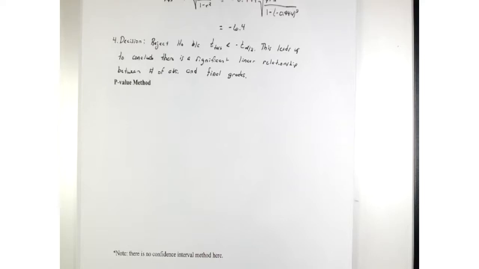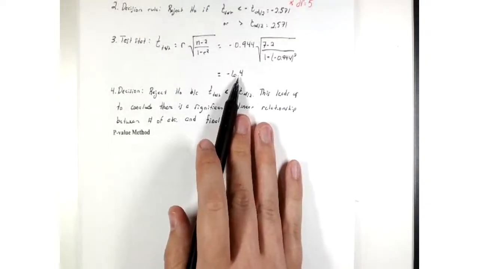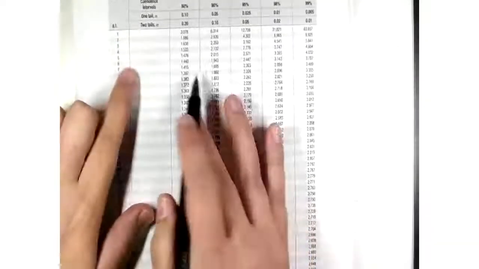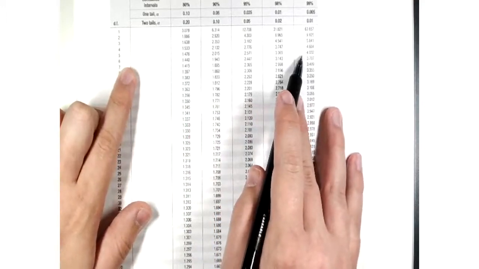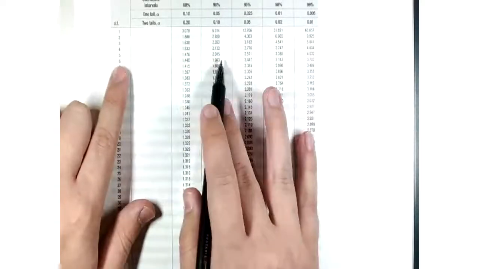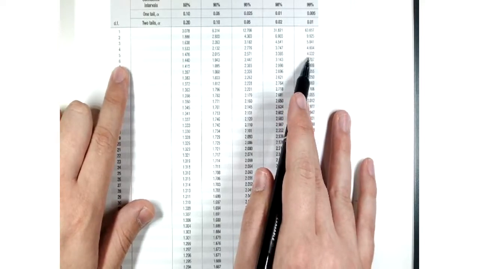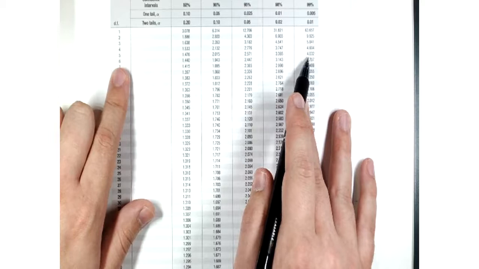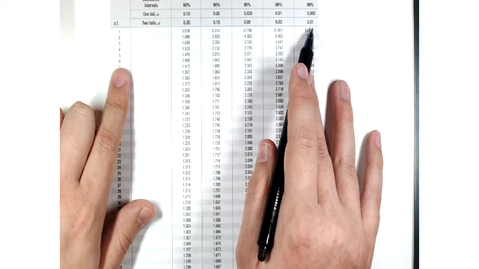Okay, so what we want to do is see where this test statistic falls between what two alpha values. So in this case, the degrees of freedom is equal to 5, and we're seeing if there is any range of these two alpha values right here that this falls in between. We calculated our test statistic was negative 6.4, and obviously the highest critical value is 4.032, and that corresponds to an alpha with two tails of 0.01.